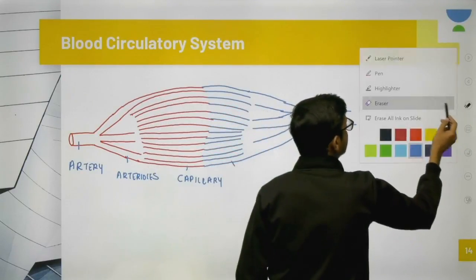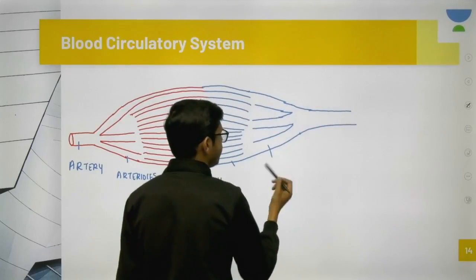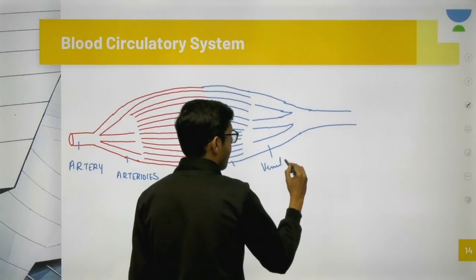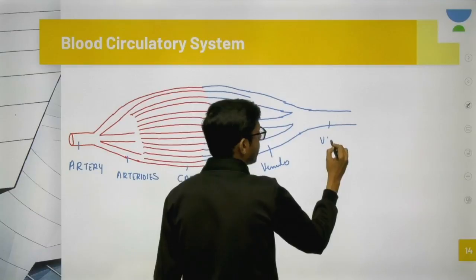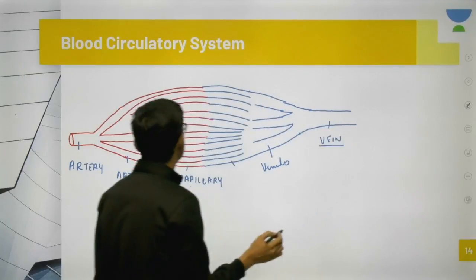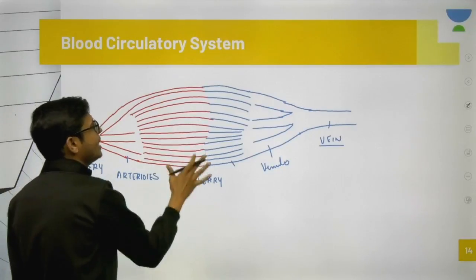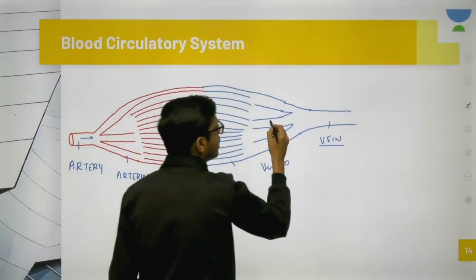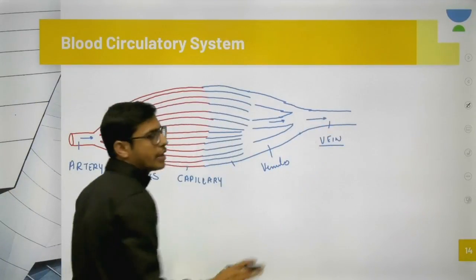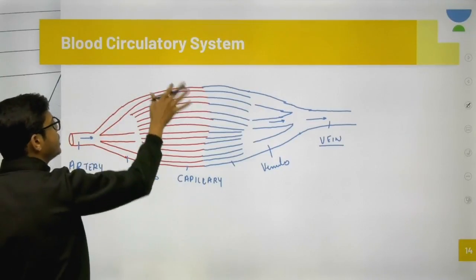So this would be the venules, and again the vein. So this is the flow of blood. Blood flows from artery to arterioles. Exchange takes place in the capillaries, and then it combines from venules to vein, right? Okay. Now exchange takes place where?